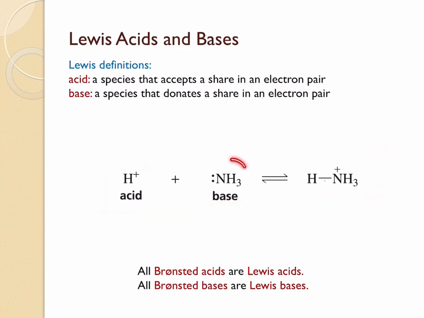Now here is a simple acid-base reaction. As you can see, ammonia is acting as a base, which means it is the one donating its electron pair to form a bond with hydrogen. Since hydrogen is accepting the electron pair, it is called a Lewis acid.